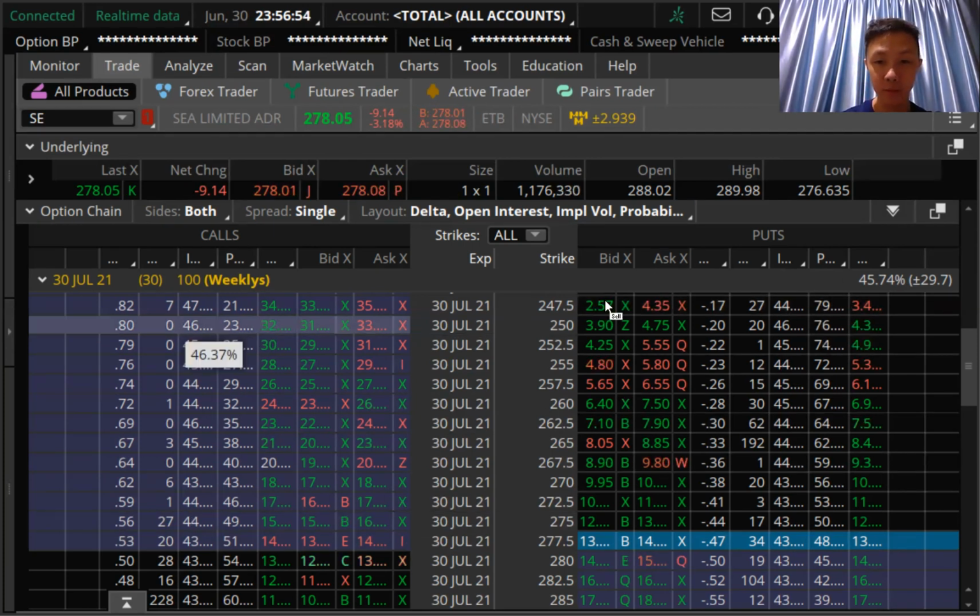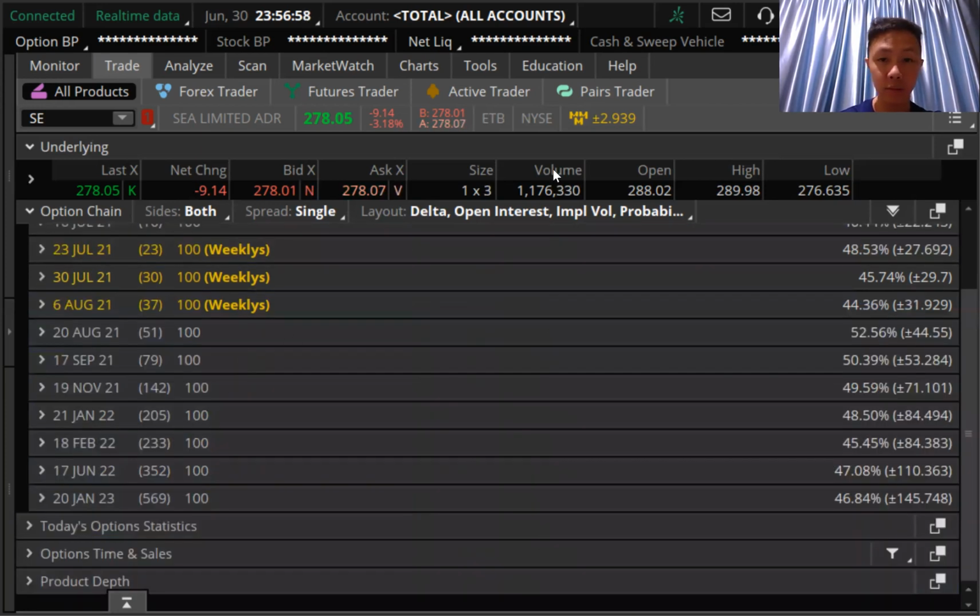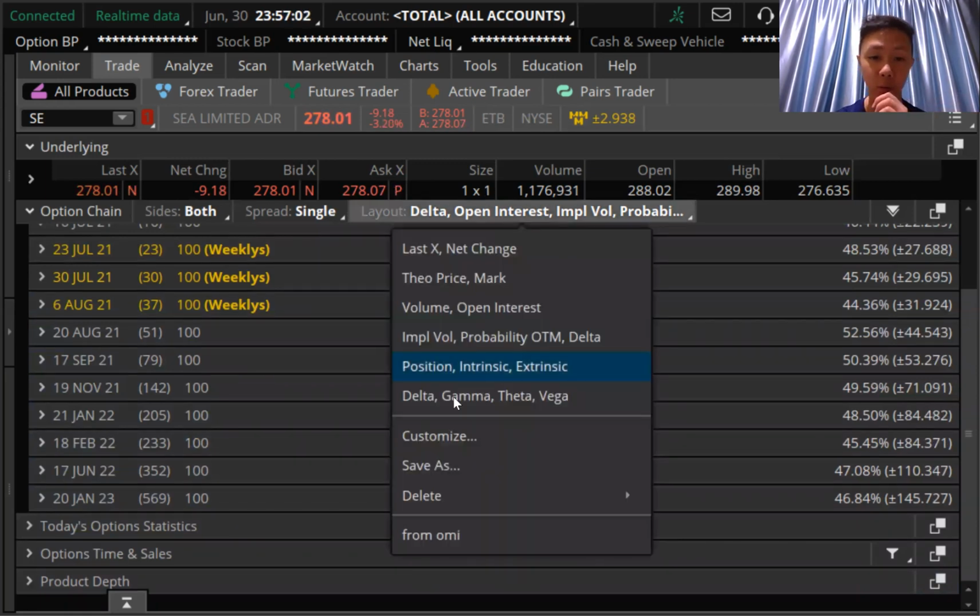Okay, so this is how the probability out of the money looks like, and what it is for.